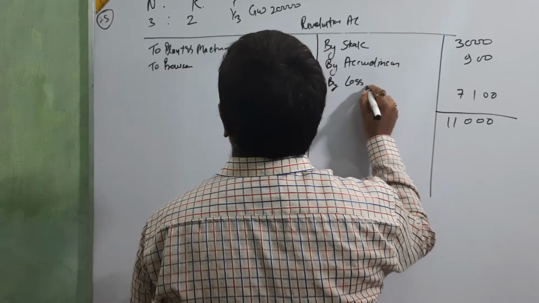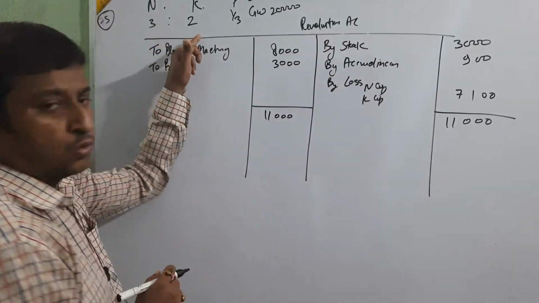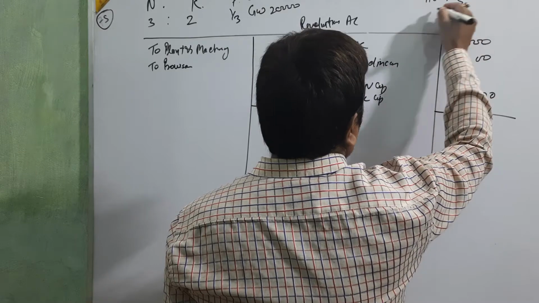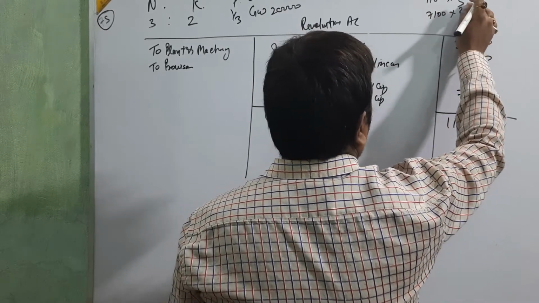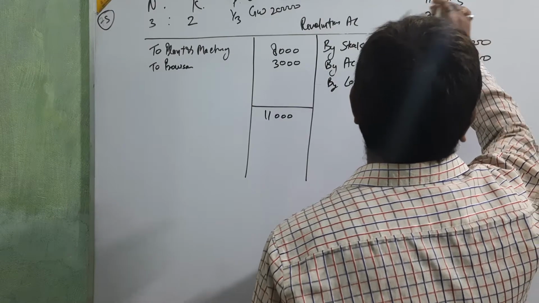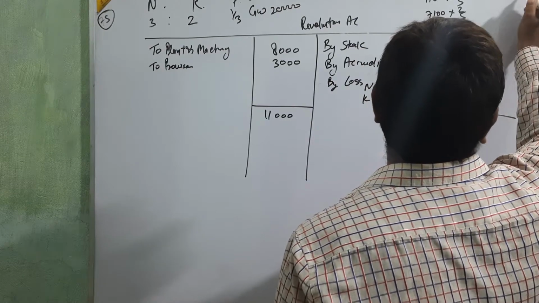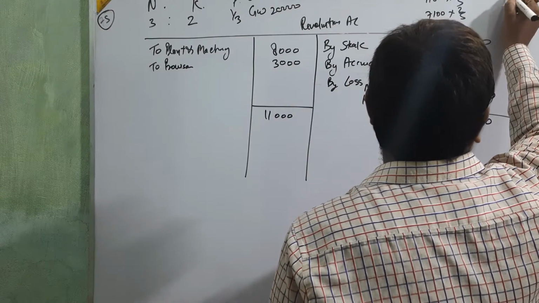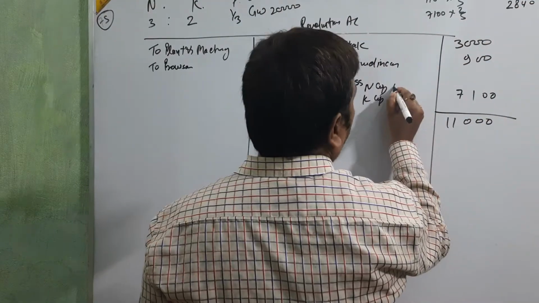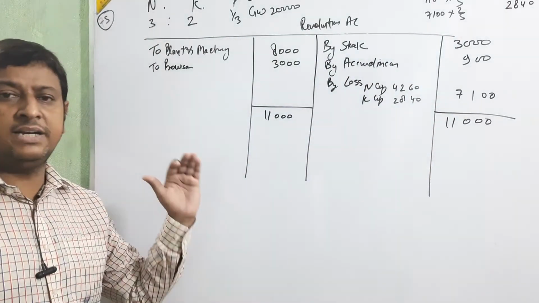The loss of 7,100 is to be distributed between N's capital and K's capital in the ratio 3:2. So 7,100 into 3/5 and 7,100 into 2/5. Calculating, we get 4,260 and 2,840. After this we are going to maintain the capital account.